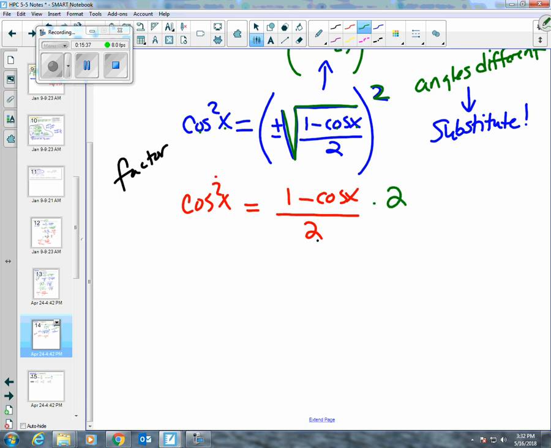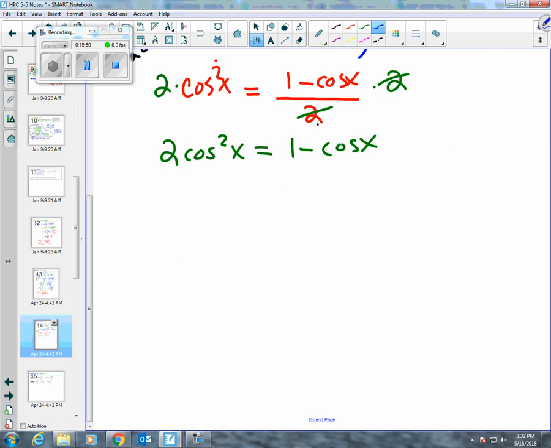We multiply by 2 on each side. So we don't want a fraction in there as well. So let's deal with that first. Okay, what do you want your equation equal to if you're going to solve by factoring? 0. So let's move that over. So 2 cosine squared x plus cosine of x minus 1 equals 0.